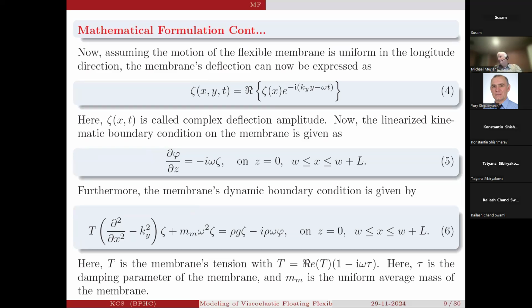Further, the dynamic boundary condition, which I have considered here in equation number 6, where T is the membrane tension, and the form of T you can see is nothing but the real part of T into (1 minus iωτ), or we can say the storage modulus or the damping modulus, the real or imaginary part we consider here. And τ is the damping parameter for this membrane, and m is the uniform average mass of the membrane.